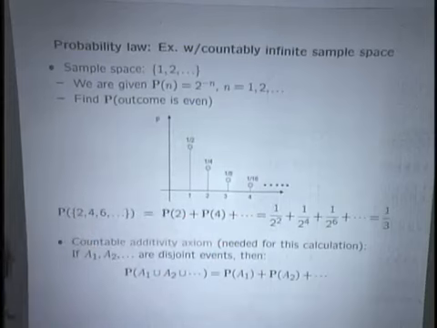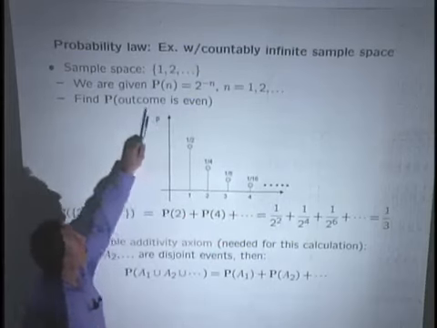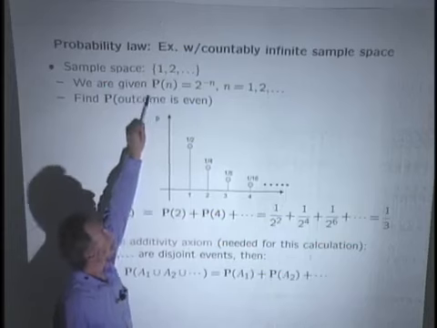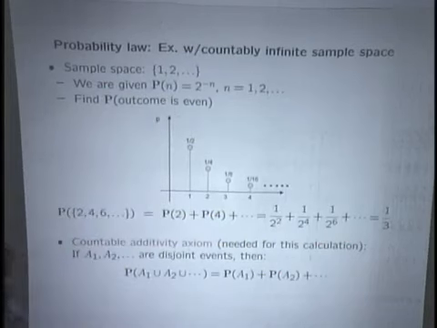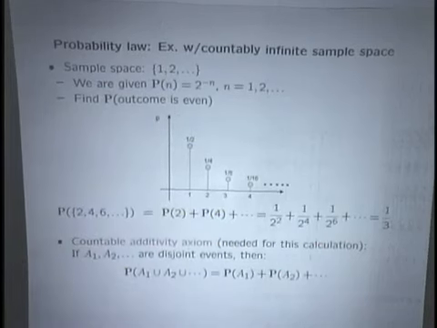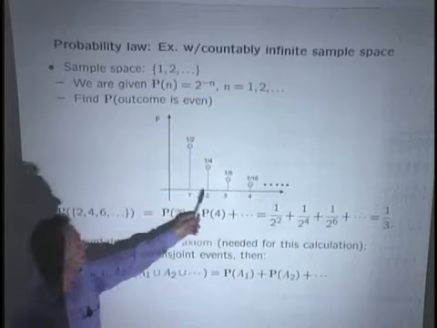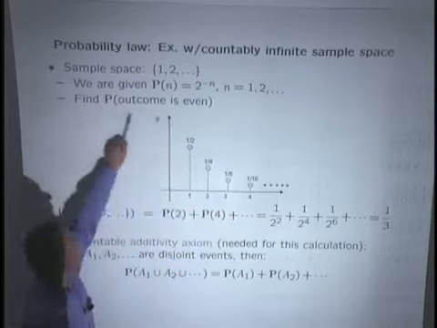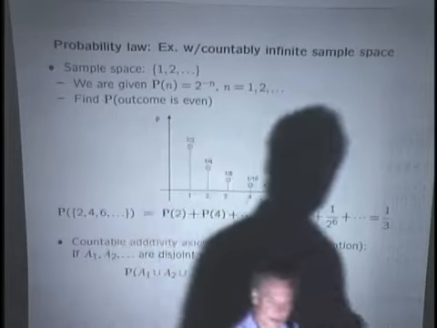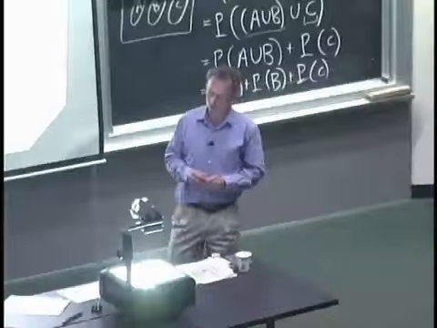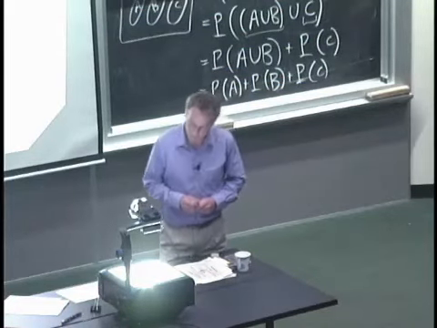Somebody tells you some information about the probability law. The probability that you have to wait for n flips is equal to 2 to the minus n. Where did this come from? That's a separate story. Somebody tells it to us, and those probabilities are plotted here as a function of n, and you're asked to find the probability that the outcome is an even number. How do you go about calculating that probability?